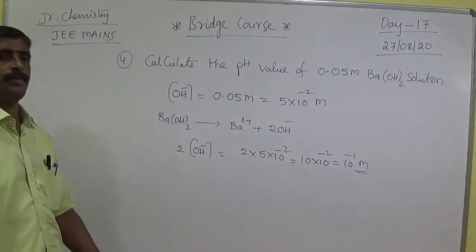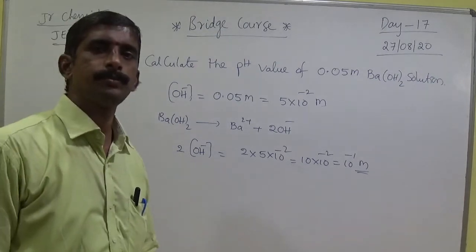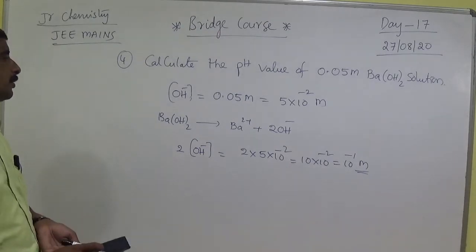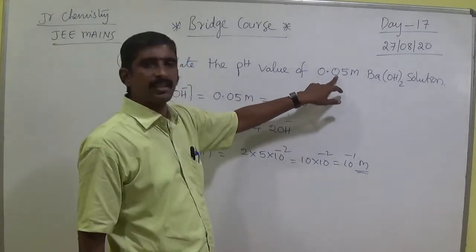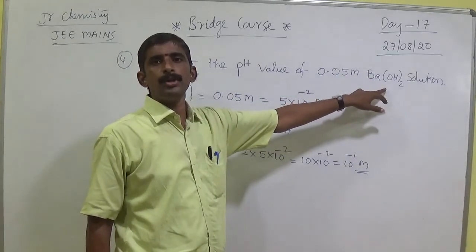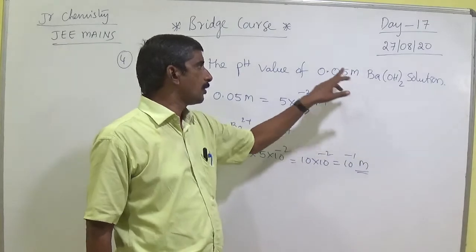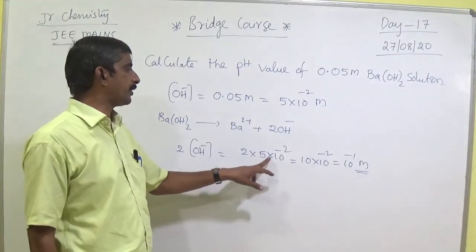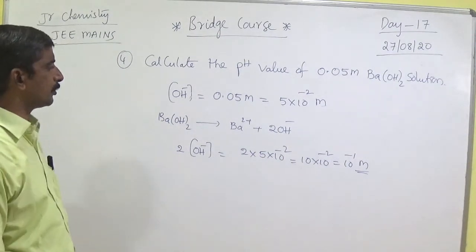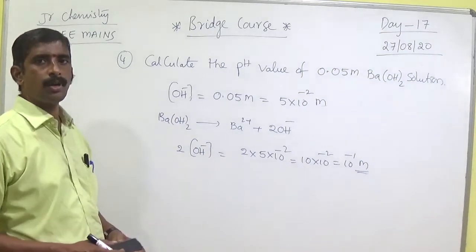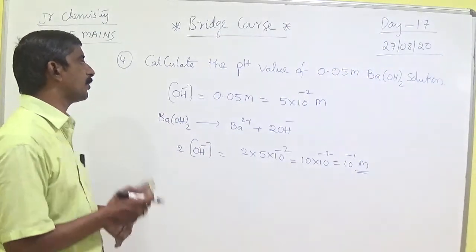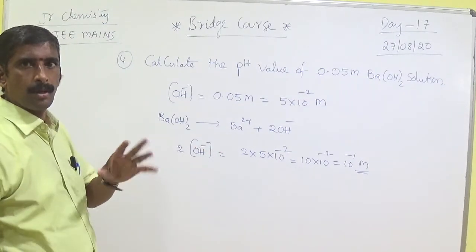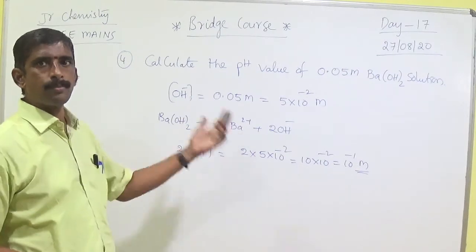This is the base concentration: 5 into 10 to the power minus 2, into 2. They gave the concentration of one OH, but barium hydroxide contains 2 OH groups, 2 hydroxyl groups, so it is multiplied by 2. So 10 to the power minus 1 is the OH concentration. We know the simple formula, so from the OH concentration we can calculate pOH. Your wish, any model. Before I gave two models; the second model I am following.